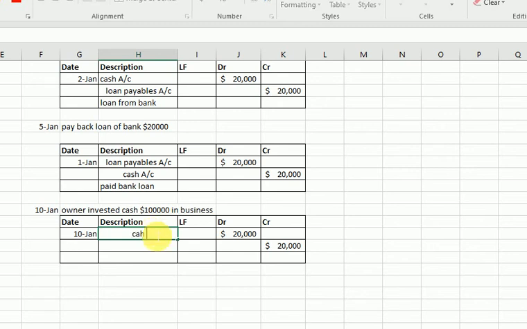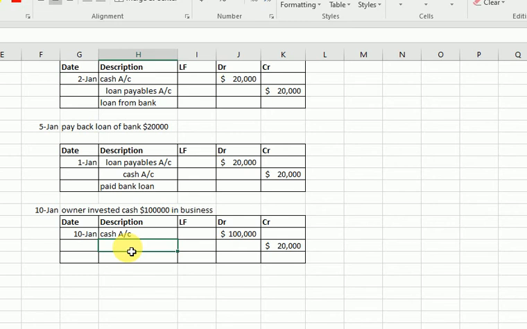So cash account is debited by how much? By $1,00,000. Our cash account is debited by $1,00,000. Clear? Why? Cash is my asset, a current asset. My business current assets are increased, and an increase in an asset is recorded as a debit.